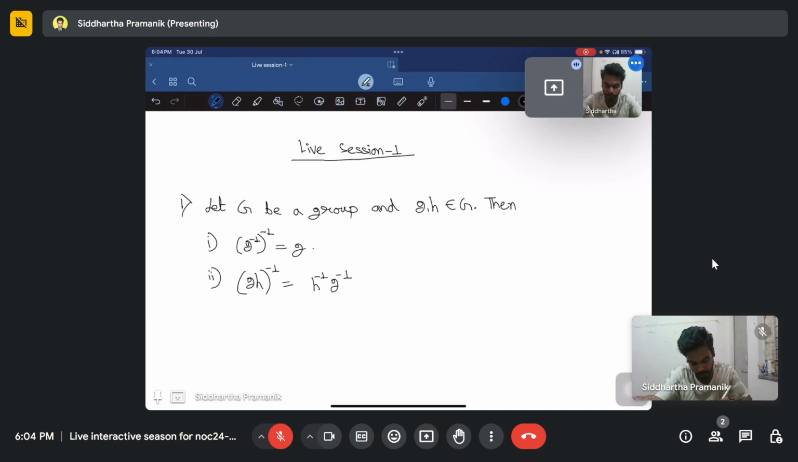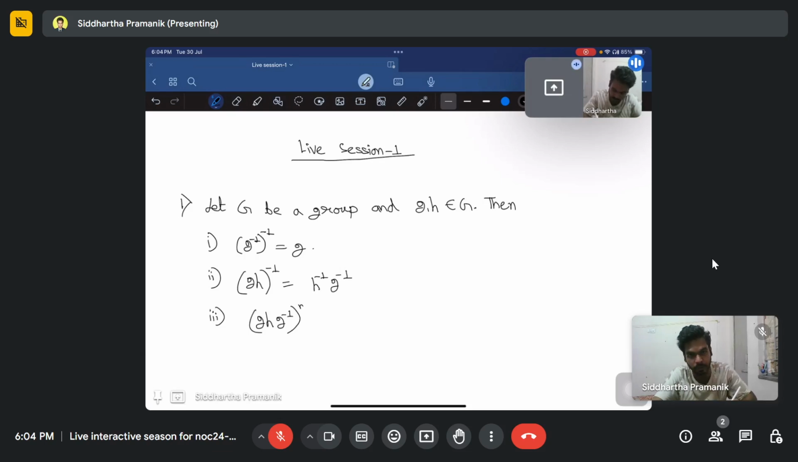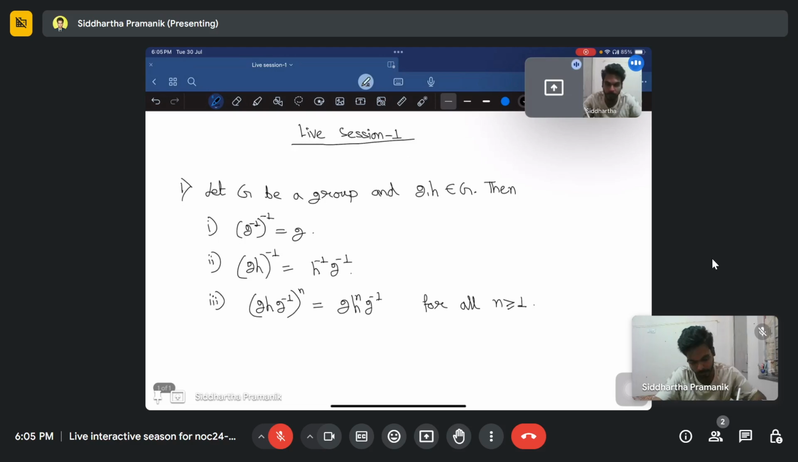Okay, and the third one is, if you take the element g h g inverse and take its nth power, then it is same as g h^n g inverse, and this is true for all integers n greater than or equal to 1. Okay, so I hope you have understood the problem correctly. Let me start by solving the first one.